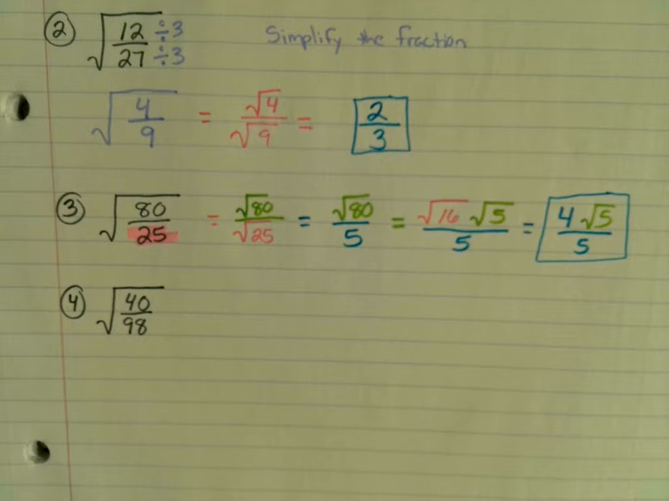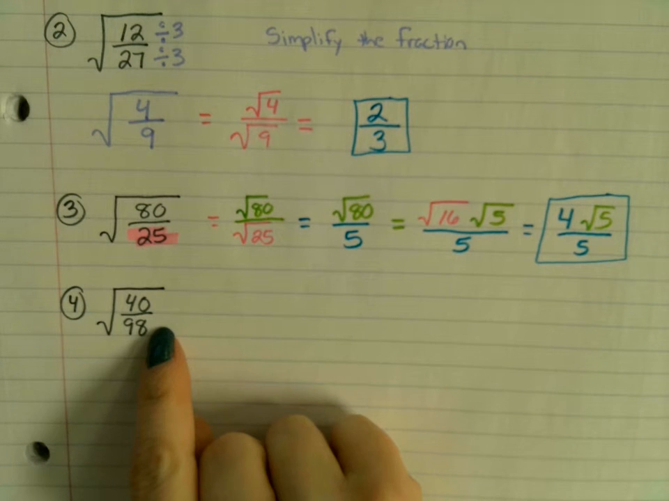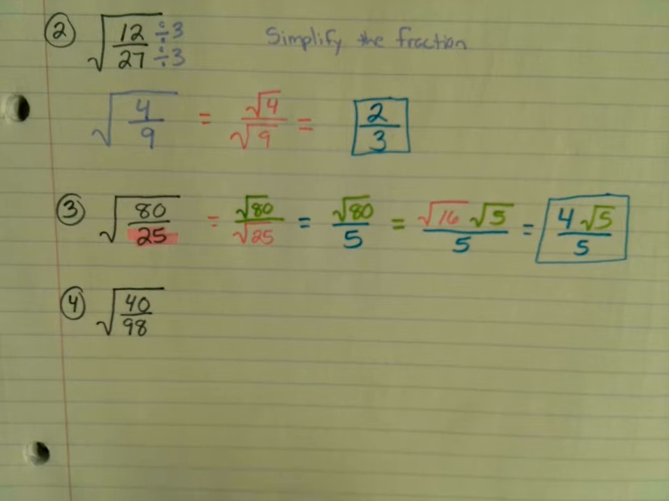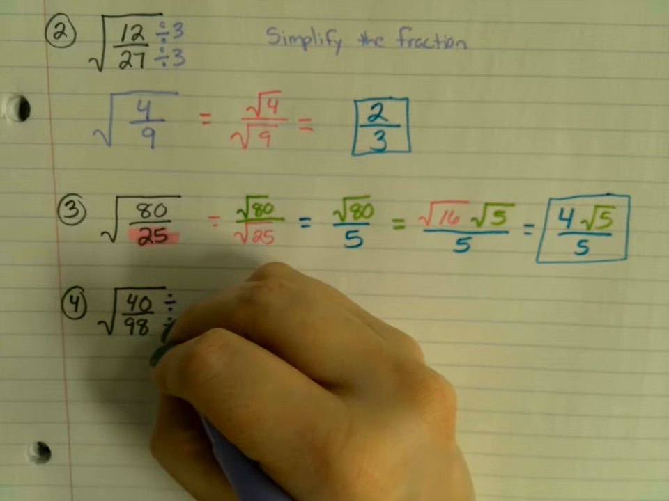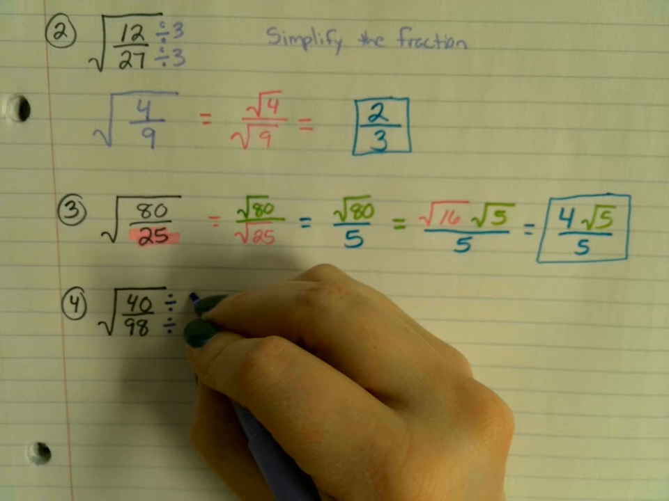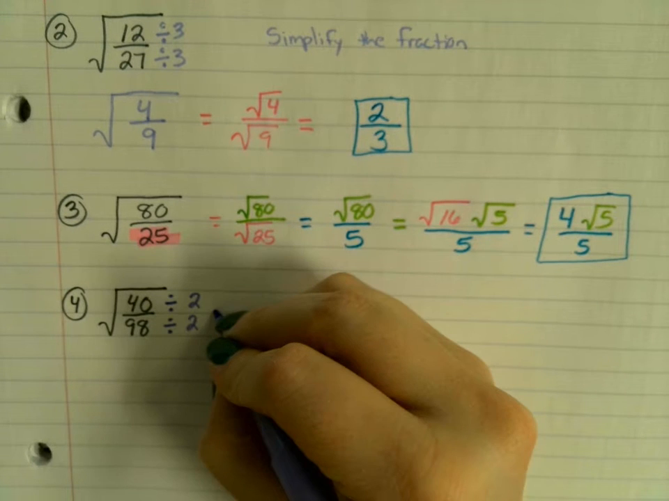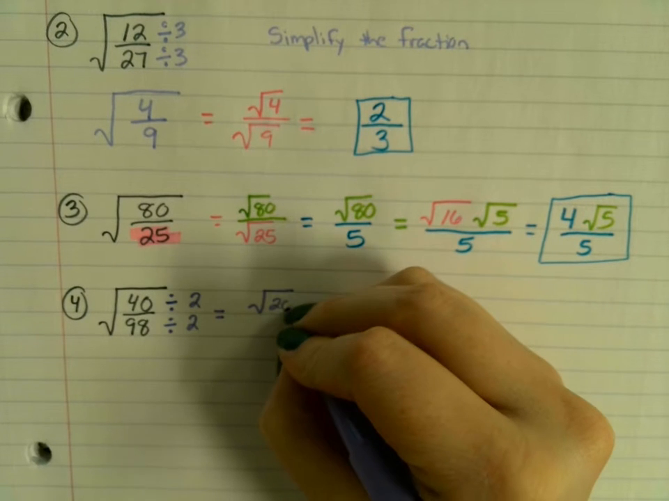Simplify it. Can we simplify 40 over 98? Do they both have a value that they're divisible by? What are they both divisible by? 2. They're both divisible by 2, because they're both even. So that gives me the square root of 20 over the square root of 49.